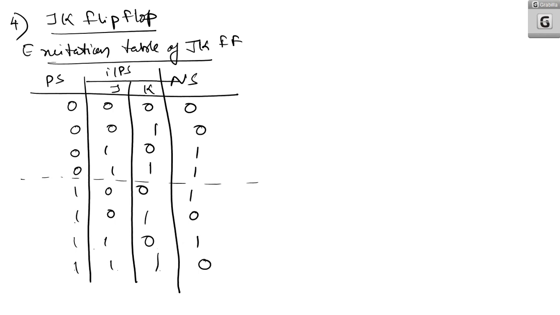Now let us go with the Mealy model first. Okay. So we are having only two values, that is 0 and 1.